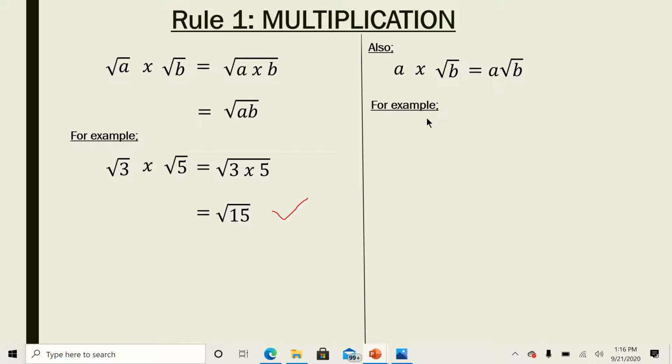For example, 3 times root 2. Can you try this out? Alright, that gives us 3 root 2. So this is how we multiply surds.